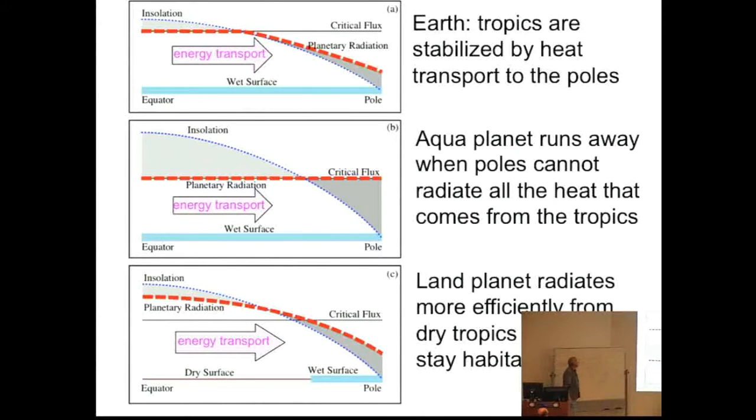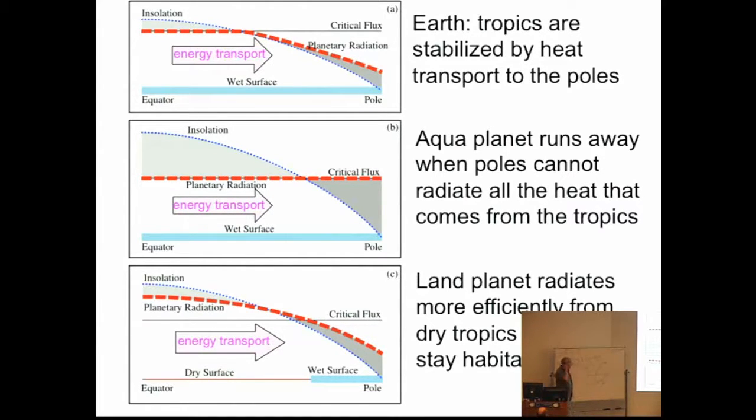Now, when the aqua planet gets closer to the sun or the sun gets brighter, in our case, that's what's going to happen, the poles cannot radiate away all the heat that came from the tropics. The heat transport to the poles is no longer able to be dealt with. The heat transport from the tropics is not dealt with as successfully at the poles, and the system runs away. And then it becomes a 1D problem because the steam atmosphere is basically a 1D atmosphere.